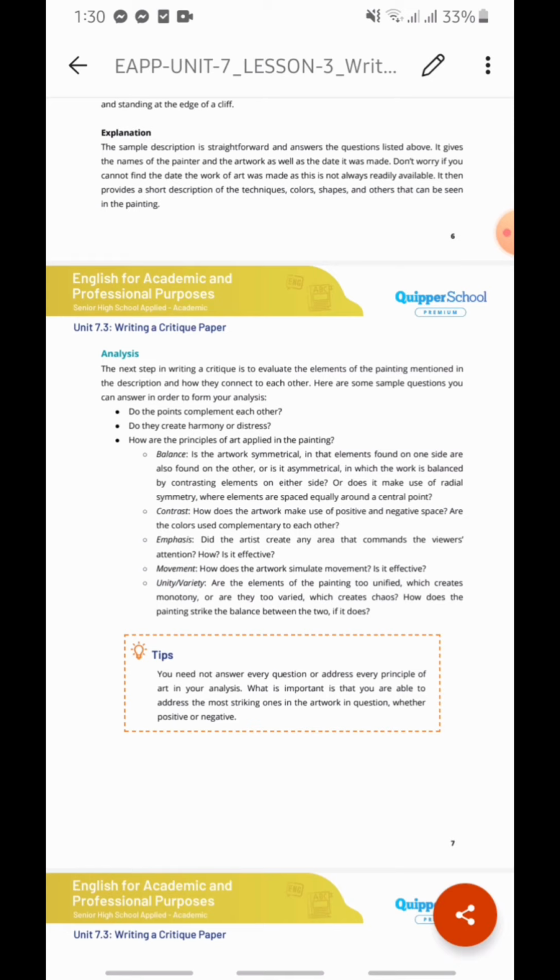So, fourth is movement. How does the artwork simulate movement? Is it effective? Unity or variety: are the elements of the painting too unified, which creates monotony, or are they too varied, which creates chaos? How does the painting strike the balance between the two, if it does?